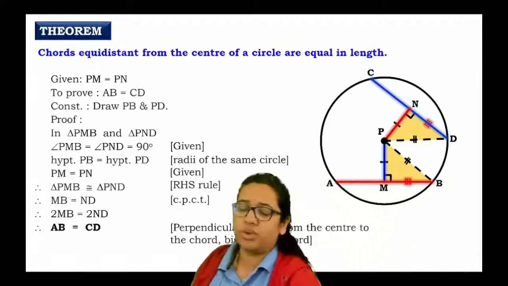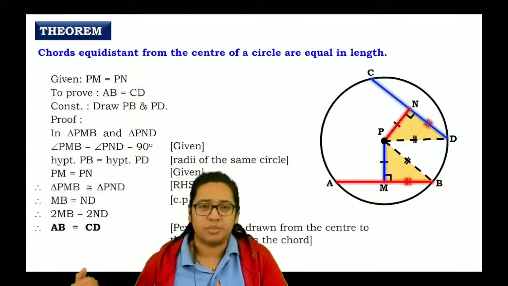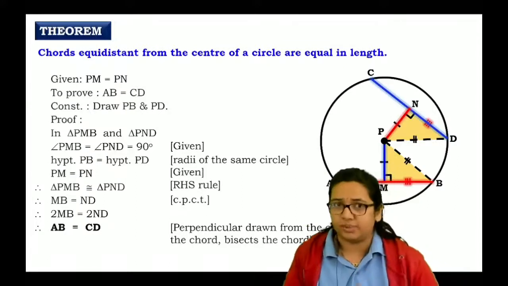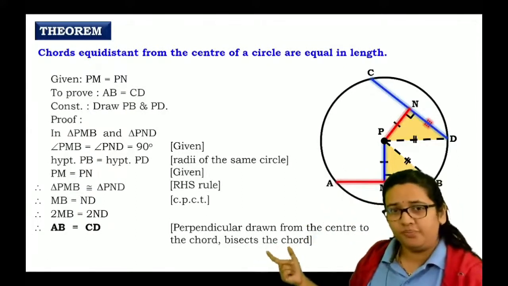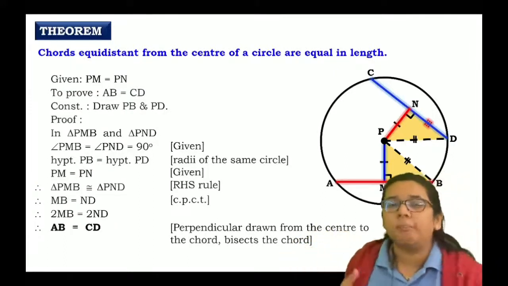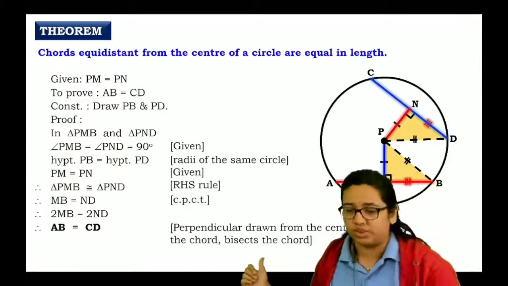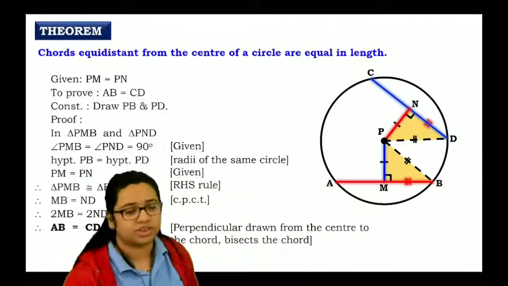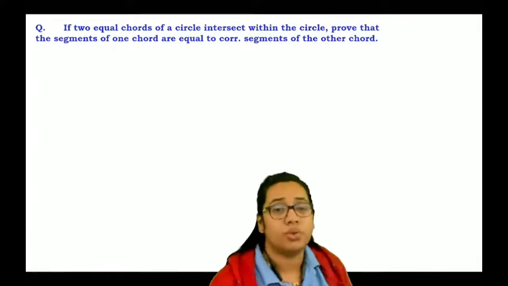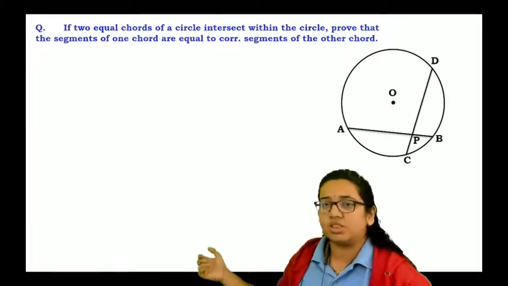Getting this one? Good practice. Very good. Is it understandable, is it becoming clear? First we saw the theorem, and second is nothing but its converse part. The first theorem we did in the lecture was related to this: the perpendicular drawn from the center to the chord bisects the chord. So we have already seen the proof for this as well as its converse. Now we'll try to solve a few questions based on those two theorems we have just read.